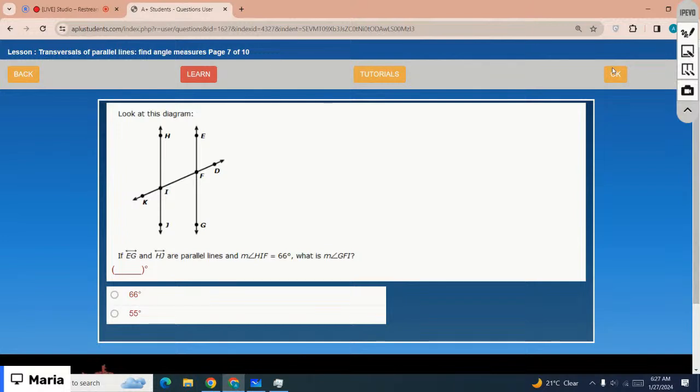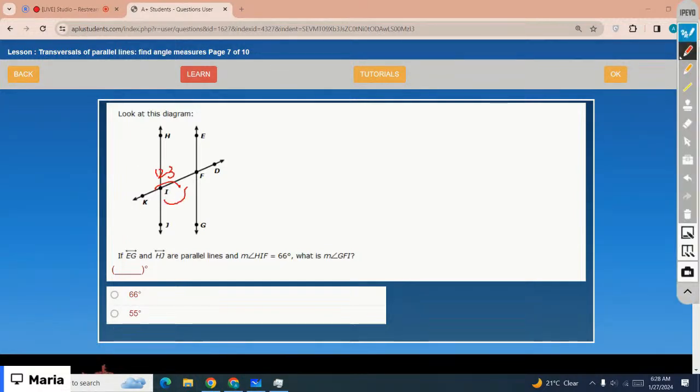Look at this diagram. If EG and HJ are parallel and measurement of HIF is 66 degrees, what is GFI? Which is the correct option? The correct option is 66 degrees, right? GFI is also 66 degrees.